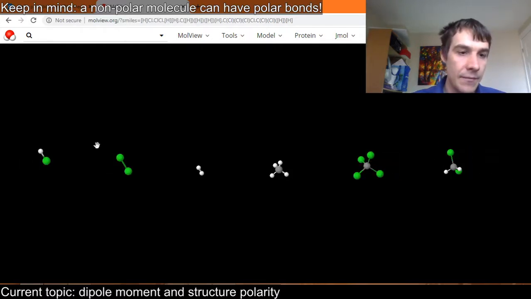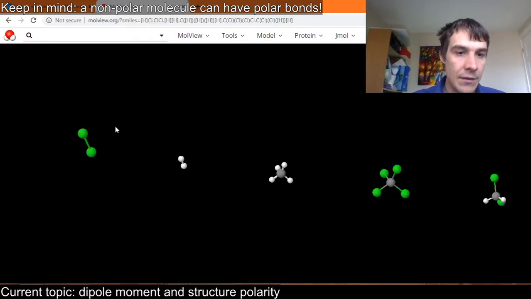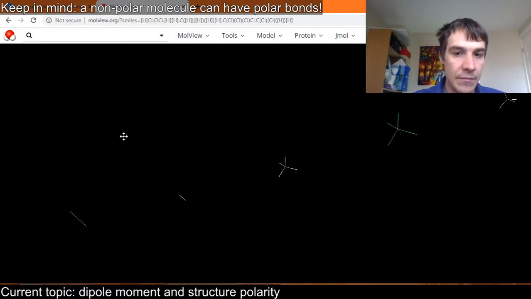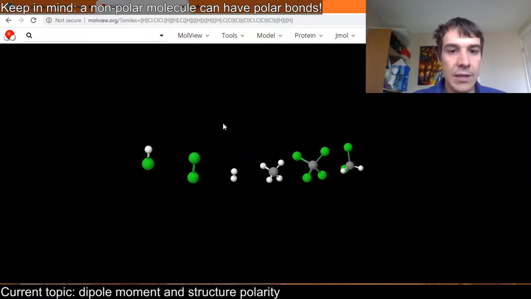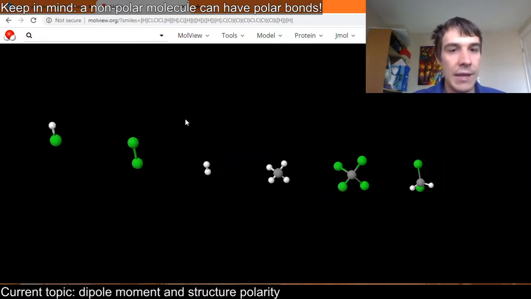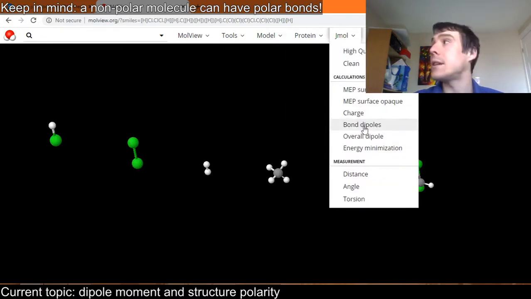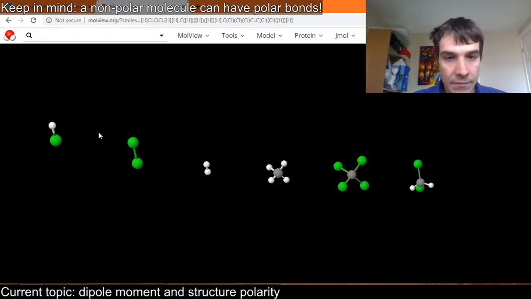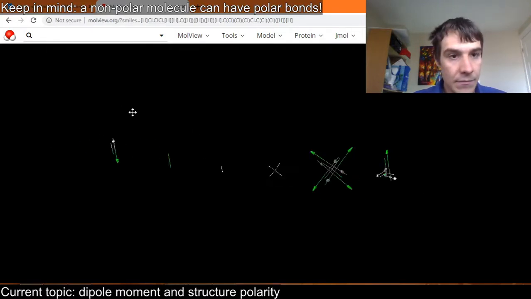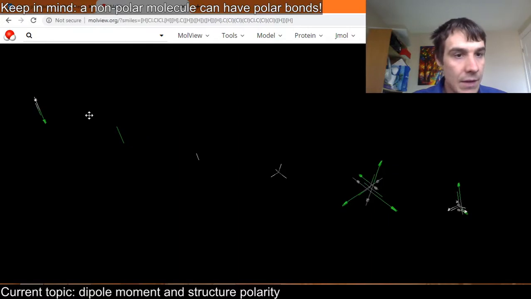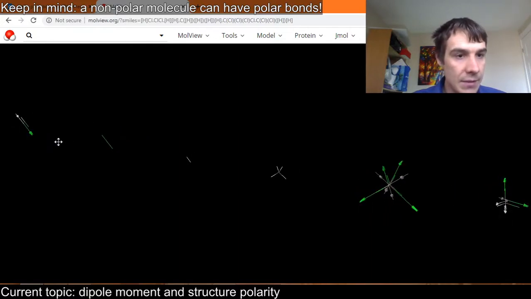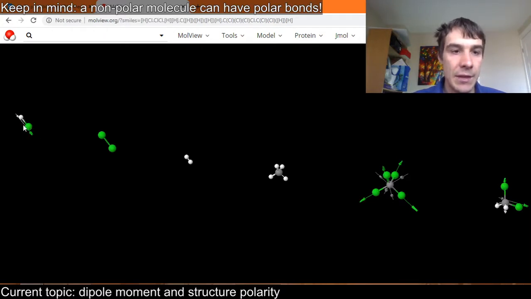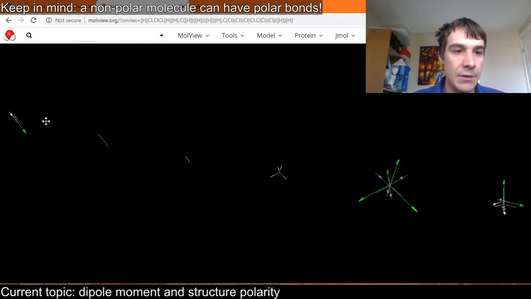If we look at these guys, we can actually ask this program to give us a dipole moment. So I can do that here, bond dipoles. When I click it, we get those arrows. You see those arrows? That's the bond dipole from the hydrogen towards the chlorine. So there's a bond dipole there from the hydrogen towards the chlorine.